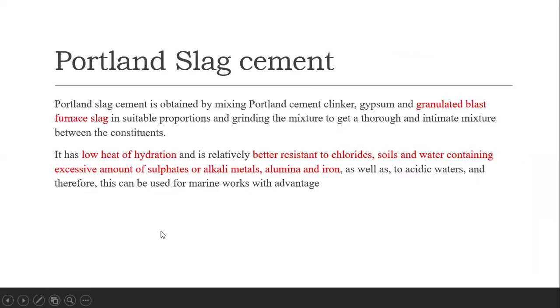So the main advantages of using this type of material is, this slag tends to reduce the heat of hydration. So lowering the heat of hydration will reduce the risk of shrinkage issues. And in addition to which, adding slag will provide higher resistance to chloride and sulfate attacks.